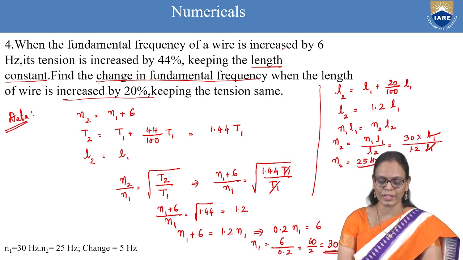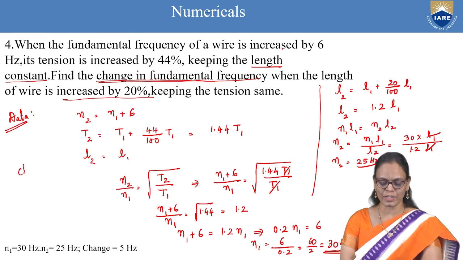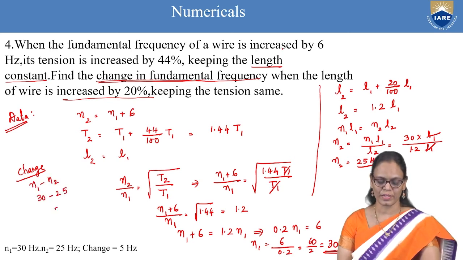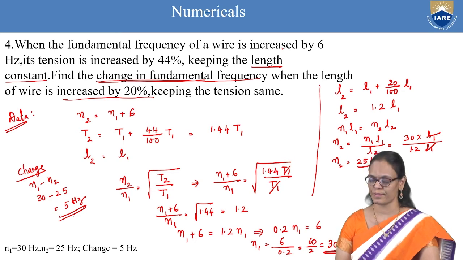They are asking us to find the change in fundamental frequency. So how do we get the change? Change is given by N1 minus N2, that is 30 minus 25, that is equal to 5 Hertz. So the change in frequency is given by 5 Hertz.